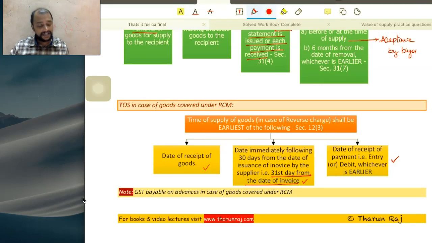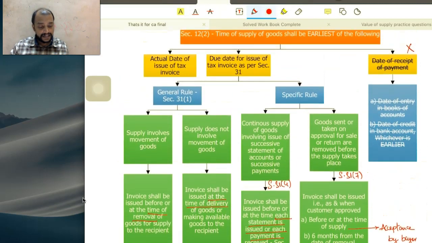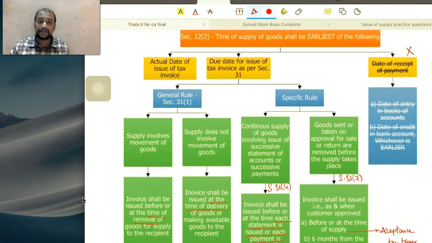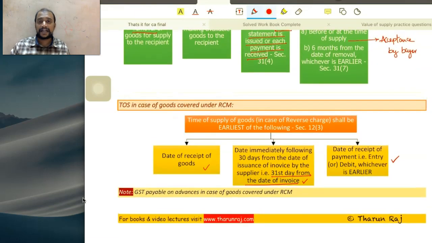If you observe here, in case of goods covered under FCM, date of payment is ignored. But in case of goods covered under RCM, date of payment is one of the dates, which means GST is payable on advances in case of goods covered under RCM. That's what I have given as a note.